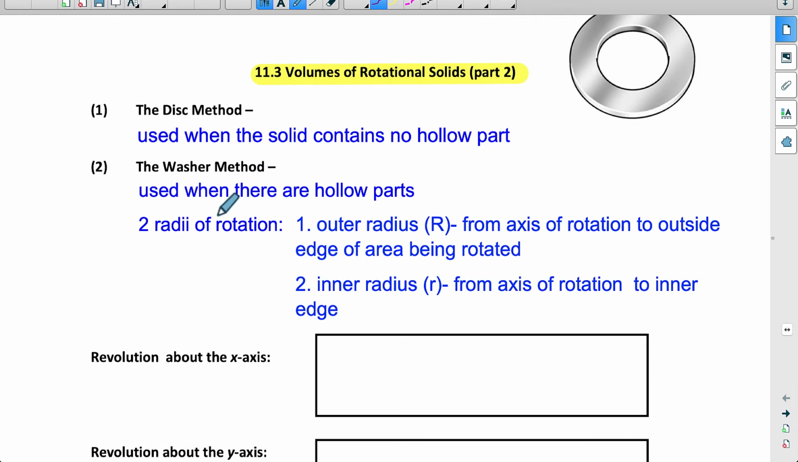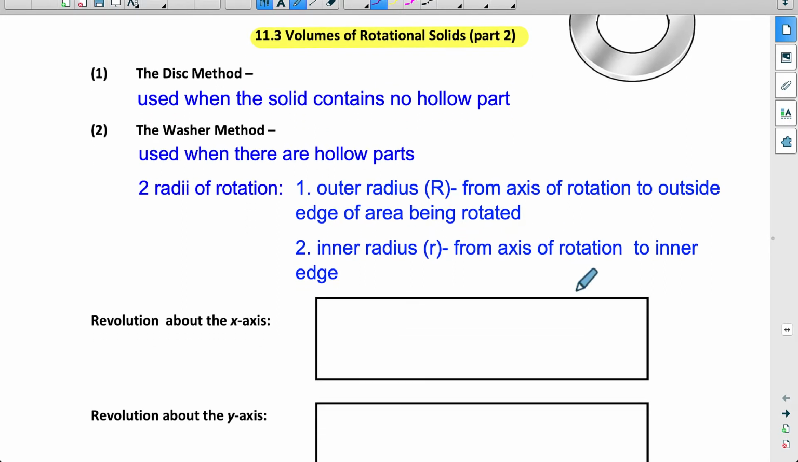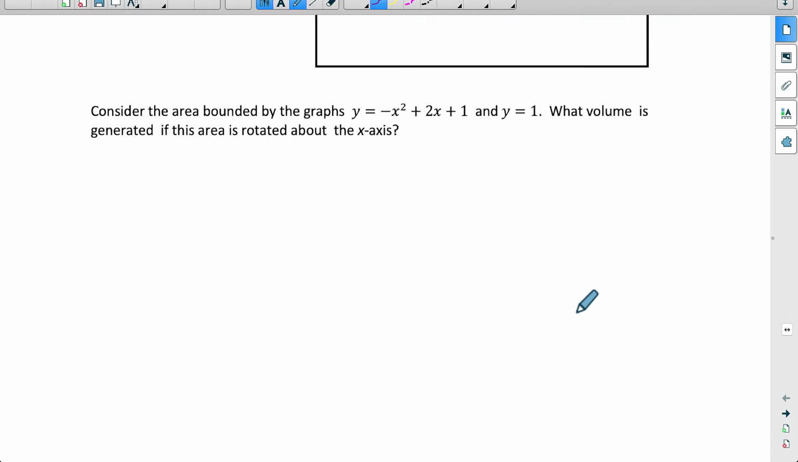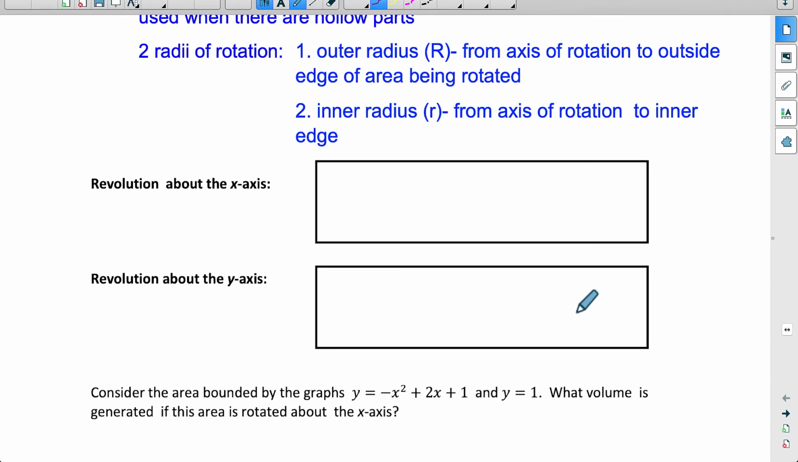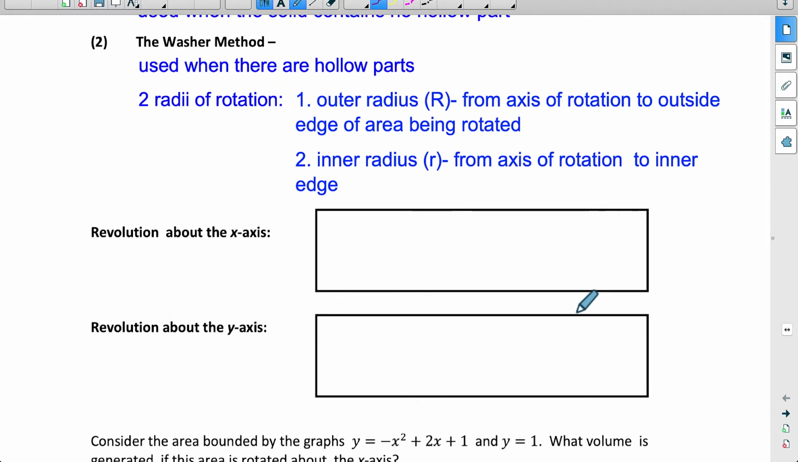Here's how it works. You actually have 2 radii of rotation this time. Last time we had the 1 radius of rotation, now you have 2. One's going to be the outer radius, which you usually designate with a capital R, and this is from the axis of rotation to the outside edge of the area being rotated. So this is exactly the same as the radius of rotation we used before. But now you're also going to have an inner radius, and this is from the axis of rotation to the inner edge. Alright, so I'm going to explain that more when we draw our pictures down here and everything. Let's just get all the formulas and everything down, and then we'll go from there.